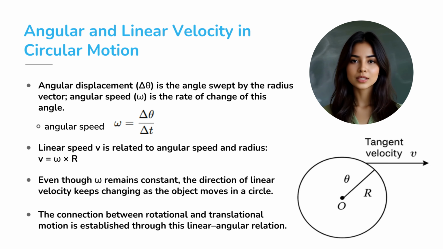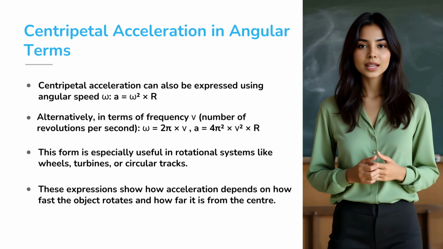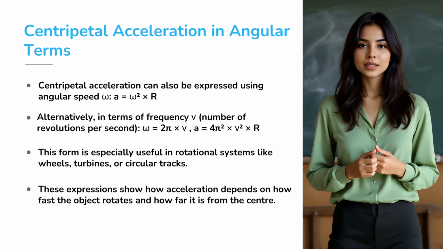This bridges our understanding between how fast an object spins in angle and how fast it moves along the path. Even if angular speed stays constant, the direction of the linear speed vector still keeps changing, bringing us back to the necessity of centripetal acceleration. As seen in the diagram, the object moves with a linear velocity tangent to the circle, while angular velocity governs its rotation.